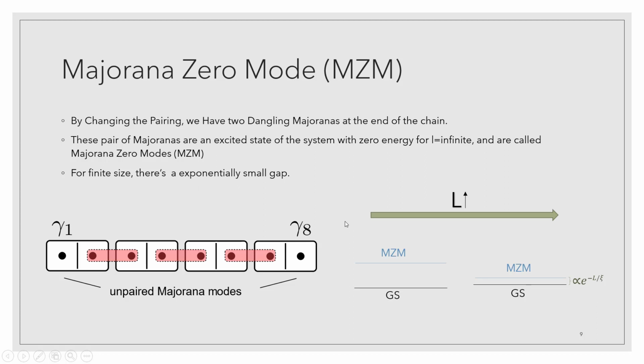But the thing is, in the real world, we always have a finite chain. We can have a very long chain, but not an infinite chain. So in reality, it's always a Majorana almost zero mode. But this energy gap decreases exponentially, and we're hoping to see these Majorana zero modes as an excited state of our system.